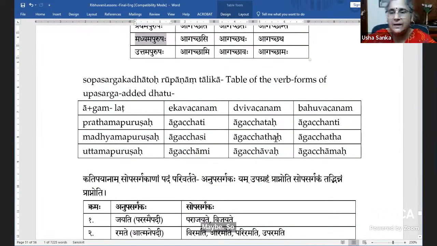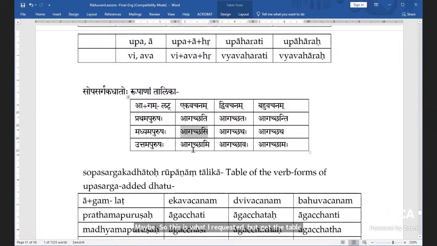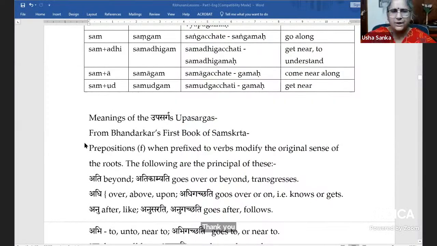Get the table into your heart, and the meanings also. By seeing we can tell, but when it is randomly asked, we fail. Okay? We fail. One more thing, I just prepared the dhatu meanings. No, the upasarga meanings. Where are they gone? I will show you something else. I will discuss the meanings with you before we exercise.